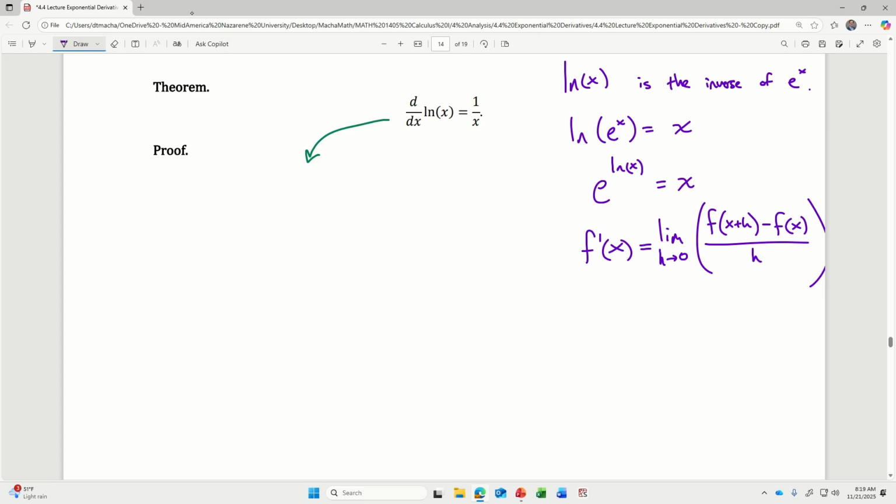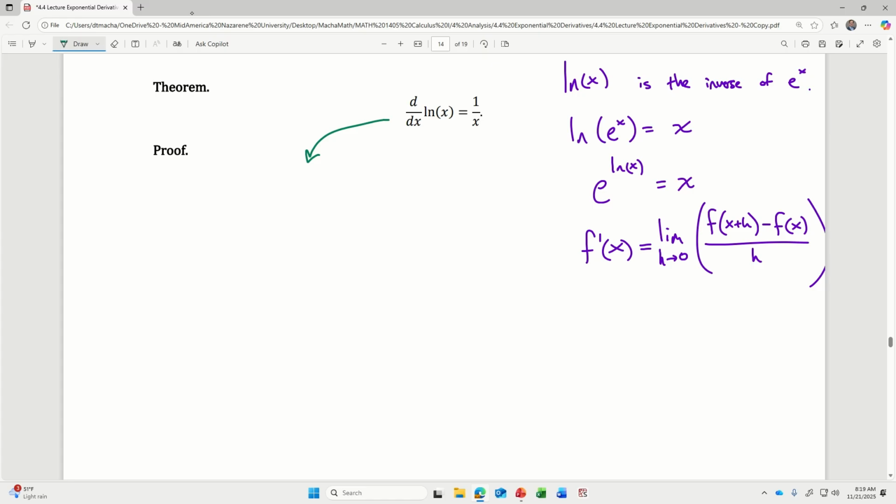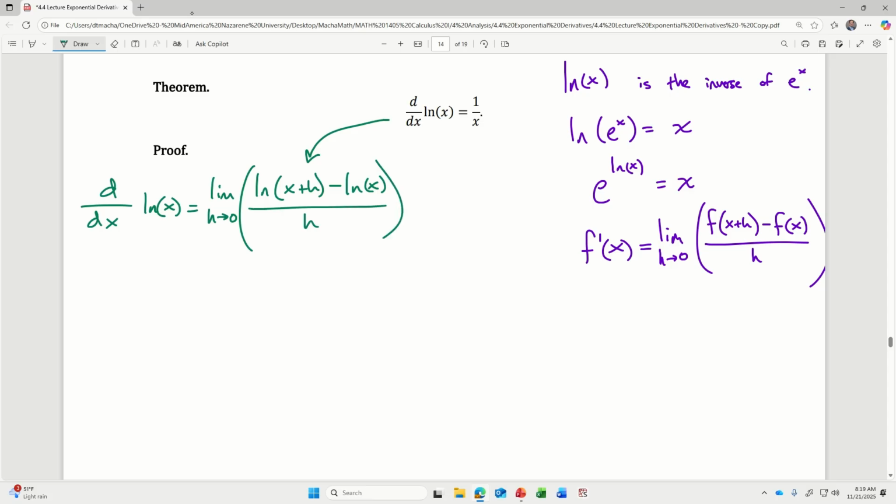And so whenever I'm thinking about taking the derivative of the natural log, what I'm going to immediately do on the left side here is say, well, the derivative of the natural logarithm, according to my definition of the derivative, is the limit as h approaches 0 of natural logarithm of x plus h minus natural logarithm of x, divided by h. Right? That is just the definition of what it means to take a derivative.